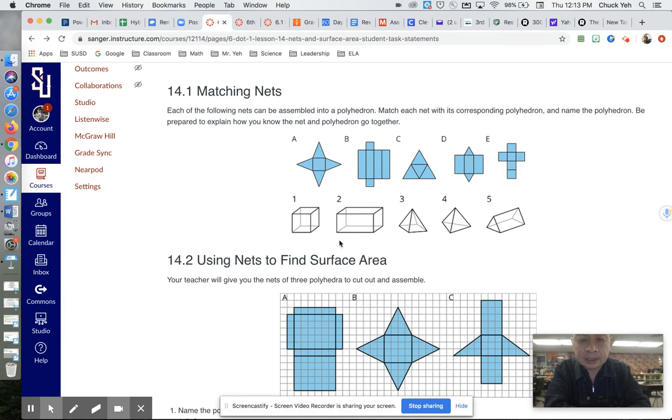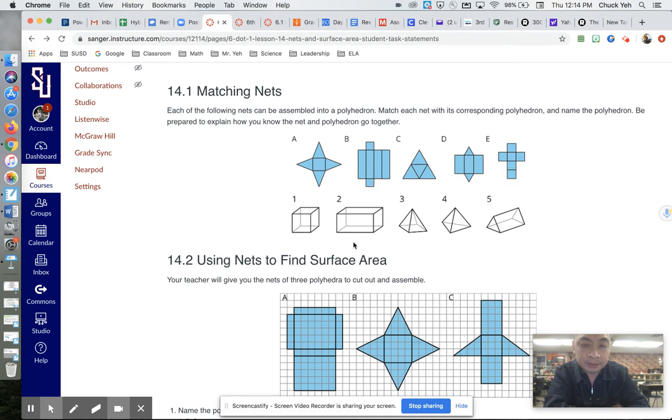All right. So go ahead and pause it and give yourself a couple minutes to try to figure this out, and unpause it when you're done. All right. So net A goes with number 3, because you notice that the base is a square and this is a square. So A with 3, and it's a square pyramid.